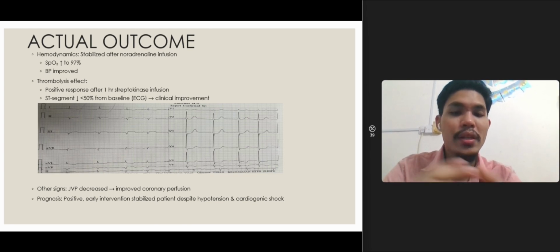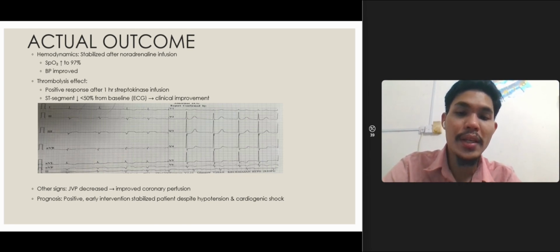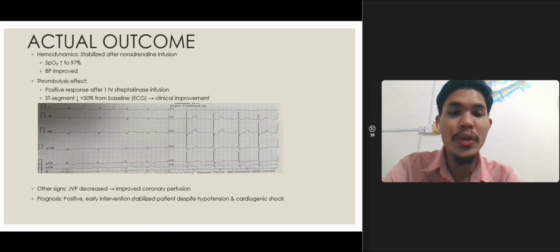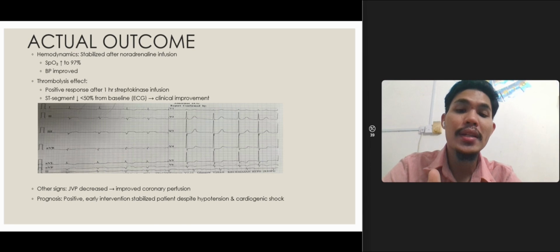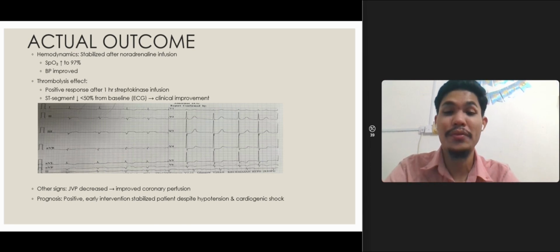Overall, despite the brief episode of hypotension and cardiogenic shock during the thrombolysis, early intervention stabilized the patient and his prognosis will be more positive.